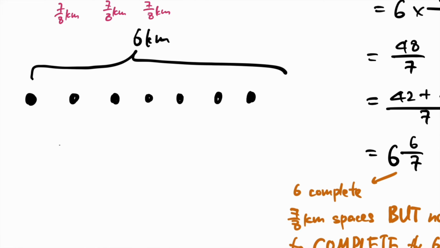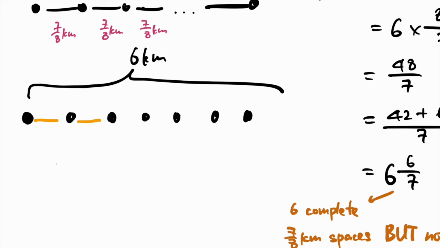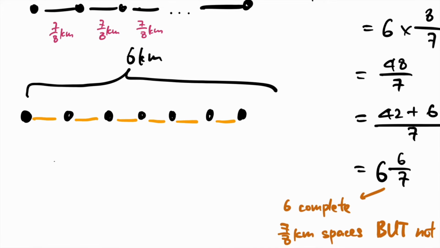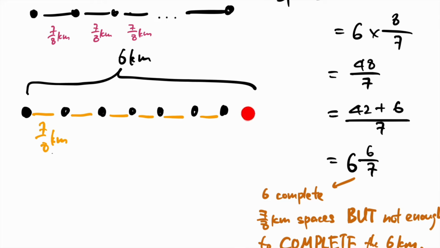Okay, now can you see that this means I've got 6 7/8 kilometer spaces? Now, the problem is, what this part here is trying to tell us is that that's not enough to complete the race of 6 kilometers. That's not enough. So in order to complete, you will have to run past another one. It's not enough to get to the next cone.